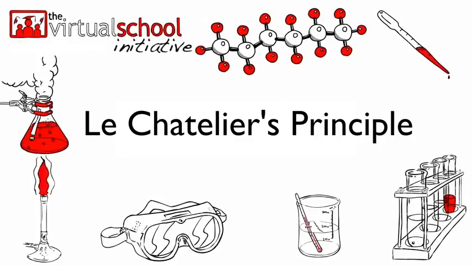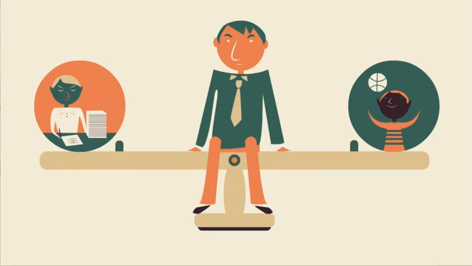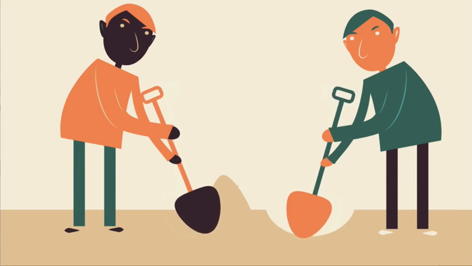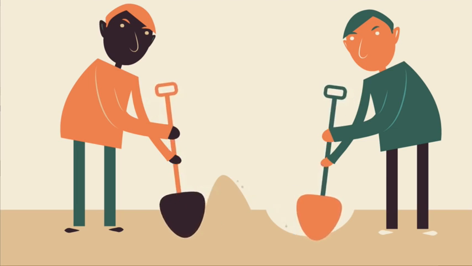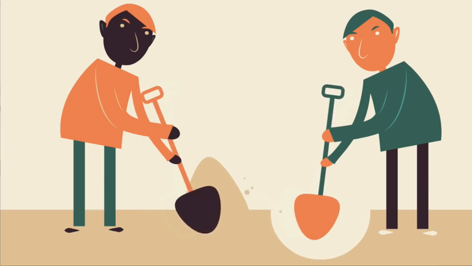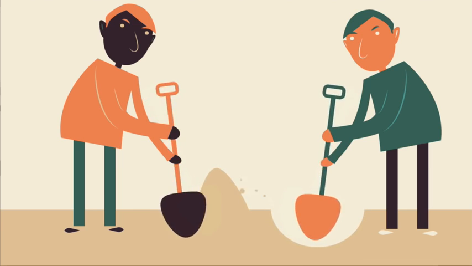In this lesson, you will learn about Le Chatelier's principle, which explains what a system at equilibrium does in response to stresses. Let's return to our original example of you digging a hole and your friend refilling it simultaneously. If you start digging at a rate faster than refilling, the hole gets larger. In order to maintain a constant size of the hole, your friend must work harder to fill it faster.